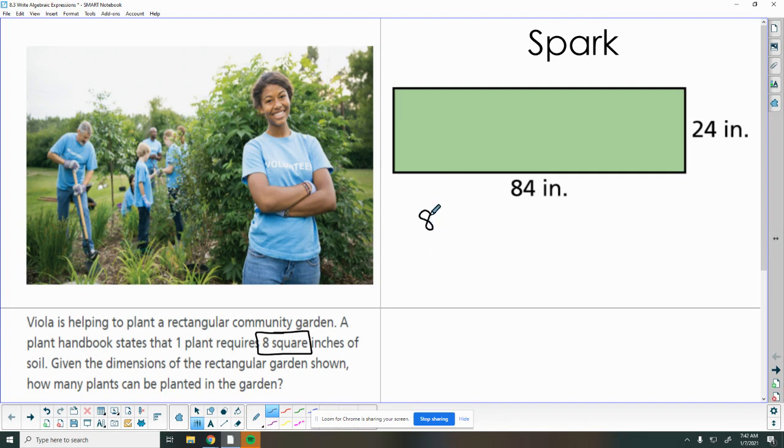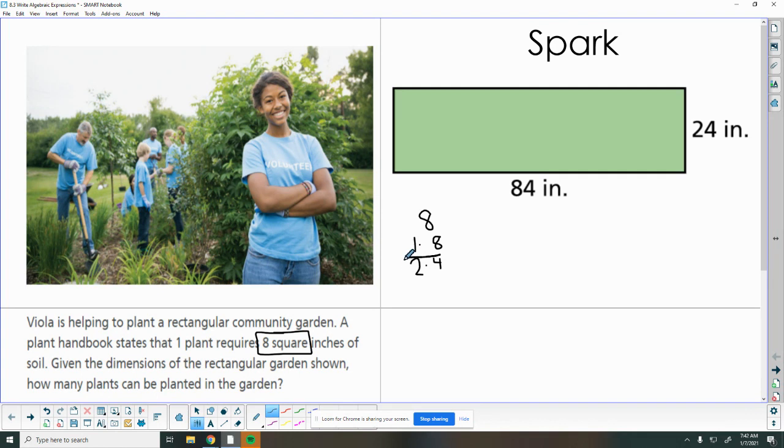So the ways we can make 8 as a square or a rectangle, we could make an array that is 8 by 1. We could make one that is 2 by 4 or vice versa, 4 by 2. That commutative property gives us either way. So it needs 8 inches of soil to grow. You can't just plant a plant every inch or it's not going to have enough resources to grow. Given the dimensions of the rectangular garden shown, so our garden is 84 inches by 24 inches, how many plants can be planted in the garden?